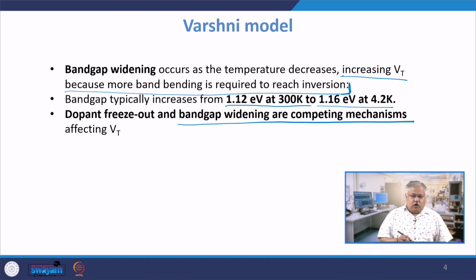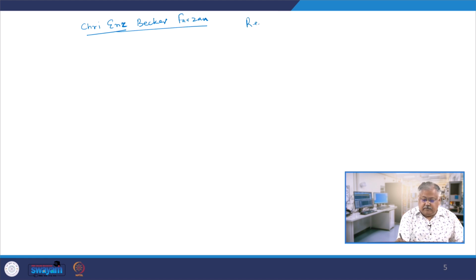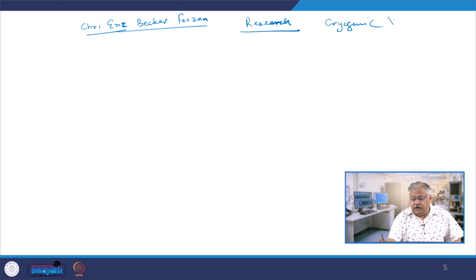This discussion is taken from a research paper published in an IEEE conference, and I just wanted to give you an idea. This is a paper by Christian Enz, and the authors are Becker and Farzan. These are the 3 authors of the paper, and it is about cryogenic electronics, or cryogenic threshold voltage development. So, I am developing a model for that. That's the whole idea behind this research paper.